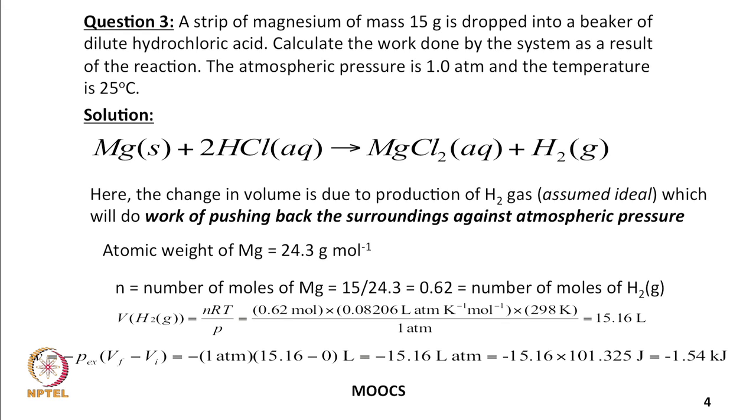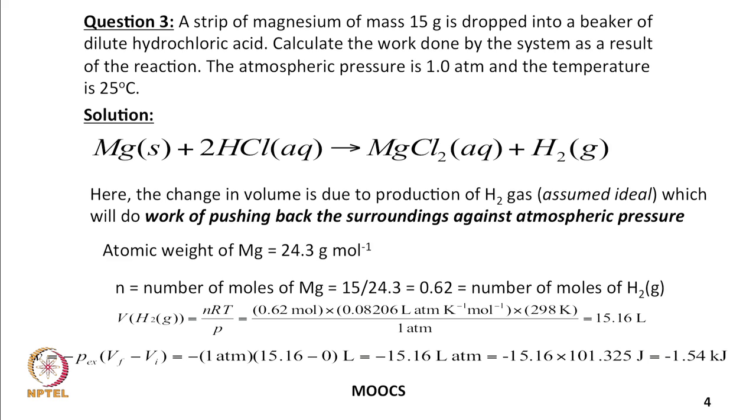And then we substitute this information in the expression for volume. Volume is equal to nRT by P. n is 0.62 mole, R is 0.08206 liter atmosphere per Kelvin per mole. Temperature is 298 Kelvin and pressure is 1 atmosphere.